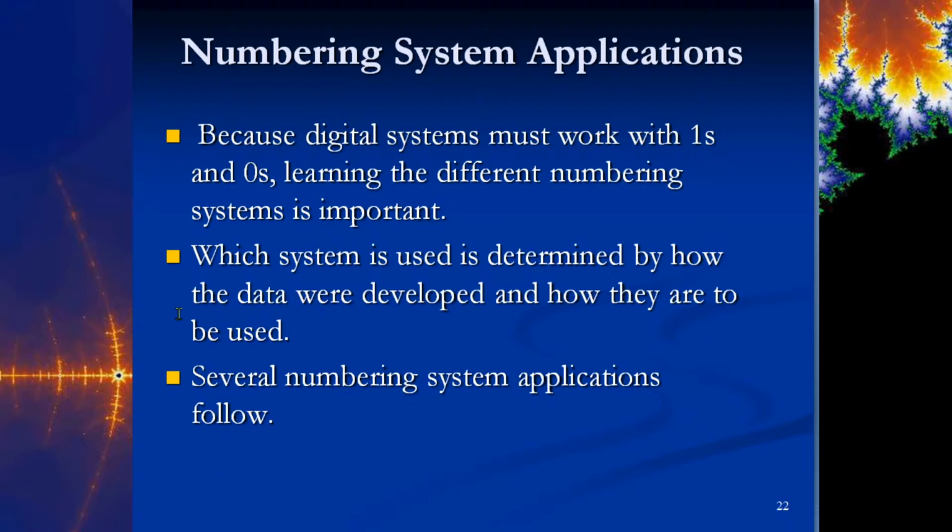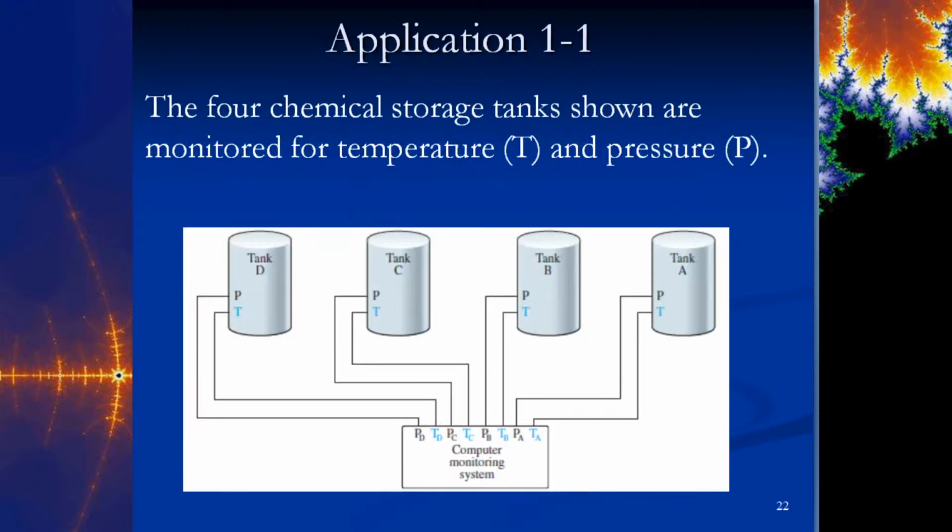It says, because digital systems must work with ones and zeros, learning the different numbering systems is important. Which system is used is determined by how the data was developed and how they are to be used. Several number system applications follow. I'm not going to go through all of these, but I like using this one right here. Here we've got 4 tanks, and we're monitoring these. We've got this pressure sensor, and I'm assuming it's a high limit switch. In other words, if the pressure exceeds a certain pressure, then it will trip the sensor and go high. I'm going to assume these are all normally open without knowing anything else. Maybe it'll tell me that they're all normally closed, but I'm going to assume they're all normally open. So at rest, if they haven't been tripped, they are off.